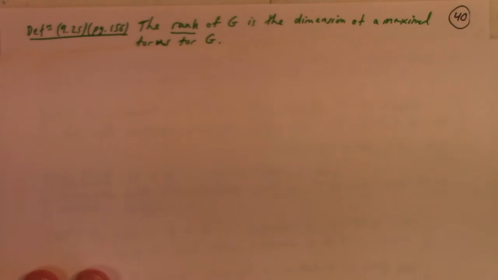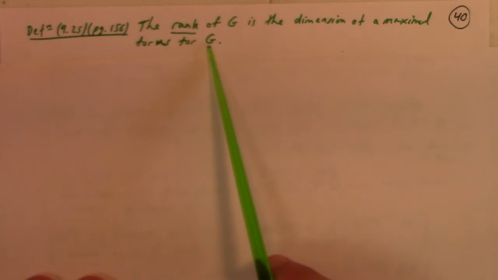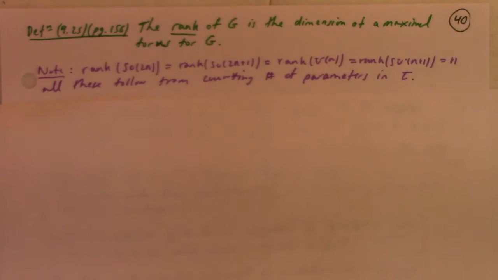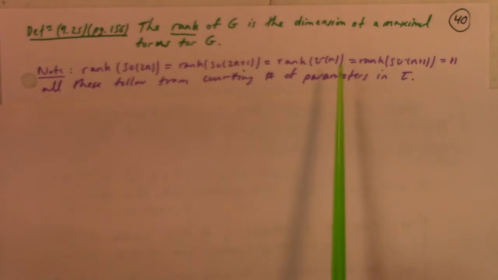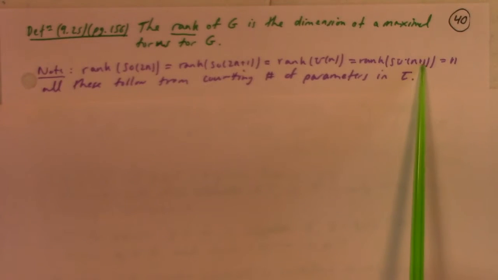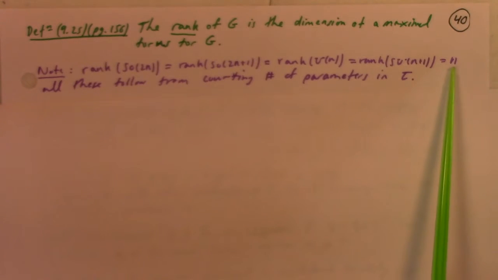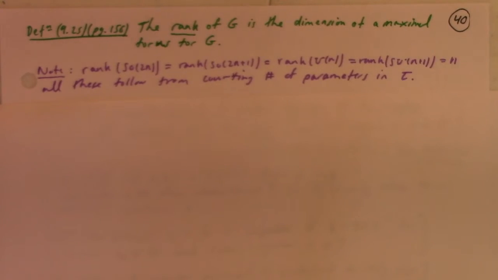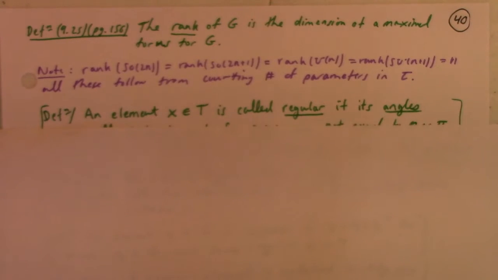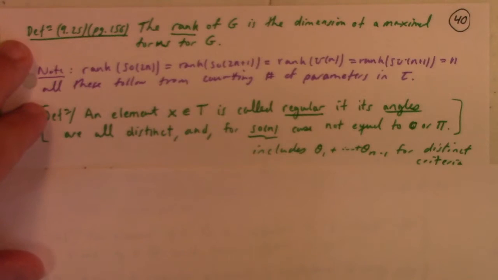Definition 9.25 on page 156: the rank of G is the dimension of a maximal torus for G. So the rank of SO(2n) and the rank of SO(2n+1) is equal to the rank of U(n), which is equal to the rank of the special unitary matrices of size n+1. All of these are equal to n, and that follows from just counting the number of parameters in the Lie algebra of the torus, all right? Because the Lie algebra of the torus reveals the dimension of the torus as a submanifold in the matrix group.